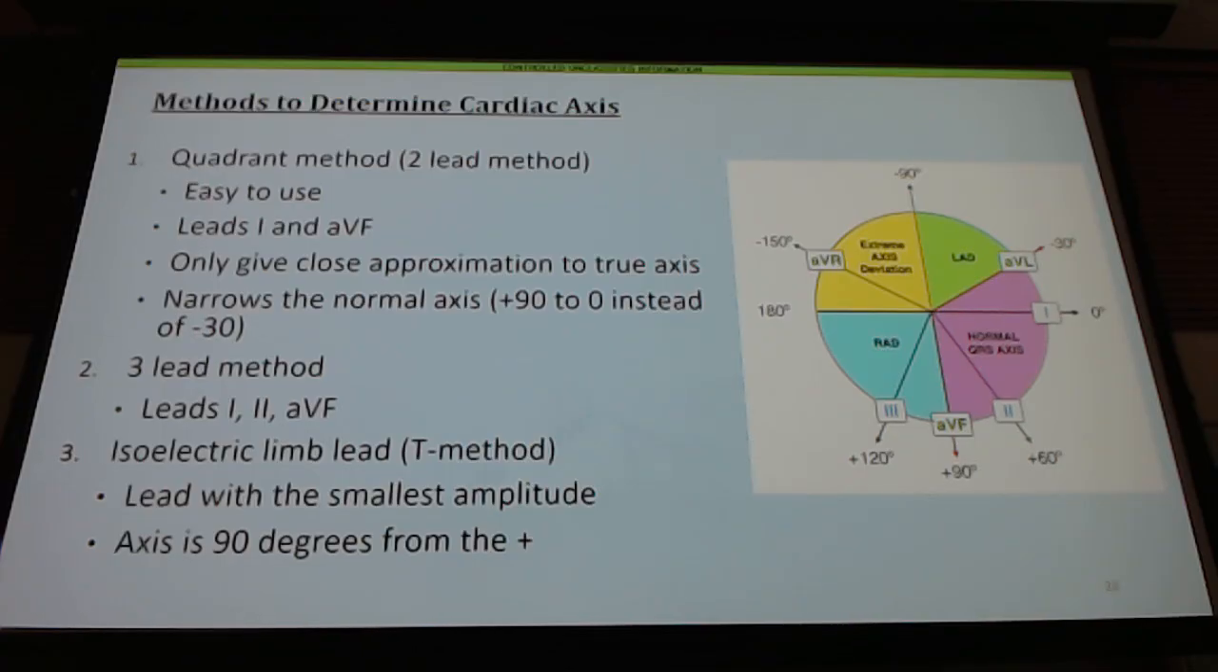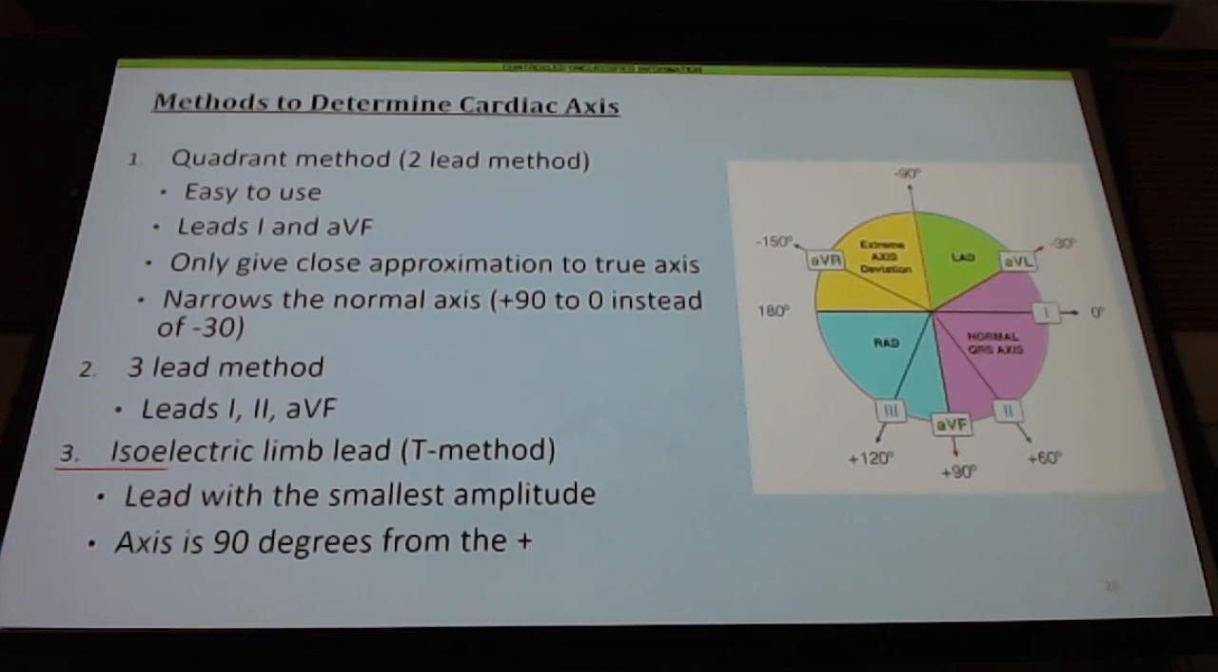So how can you determine the axis? Well, there is the isoelectric Lindley T method, which is a little more complicated, but it's going to give you the closest, more accurate assessment of which axis you have. But for the sake of this block, 1 and 2 is really all that you need.